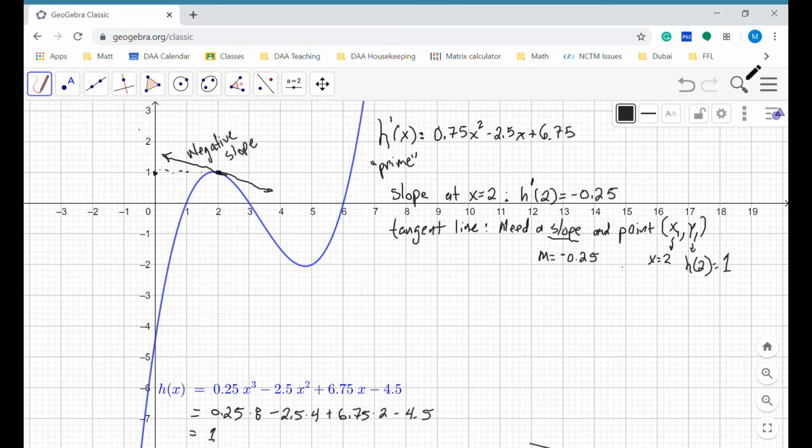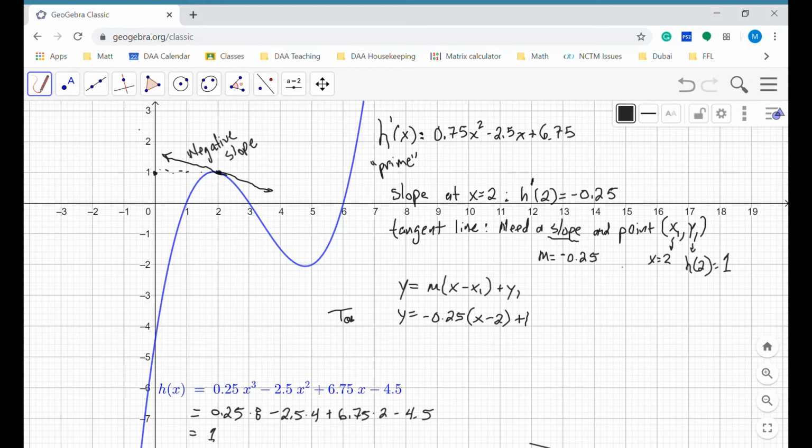So we can use our point slope form, which I've solved for y, that way I can put it in my calculator if I need to. Now I just fill in the blanks. So my tangent line is negative 0.25 times x minus 2 plus 1. All right, there's our tangent line.